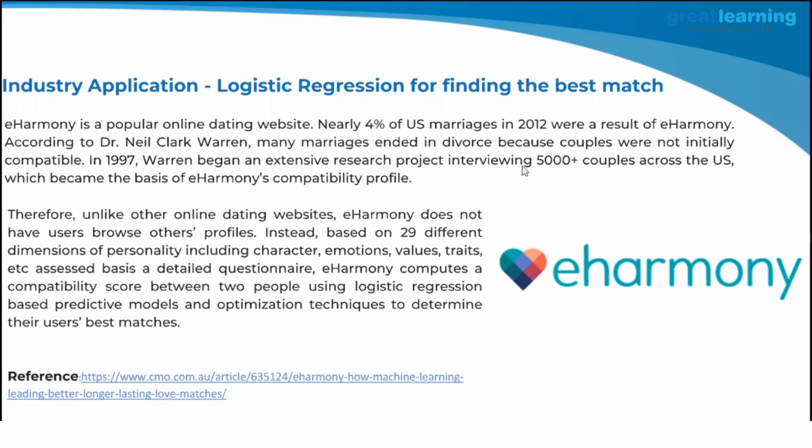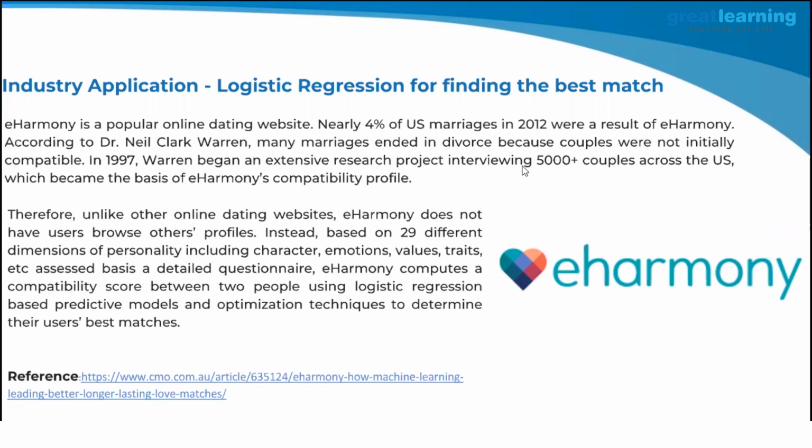Instead, based on 29 different dimensions of personality, including character, emotions, values, traits, etc., assessed basis a detailed questionnaire, eHarmony computes a compatibility score between two people using logistic regression based predictive models and optimization techniques to determine their users' best matches.